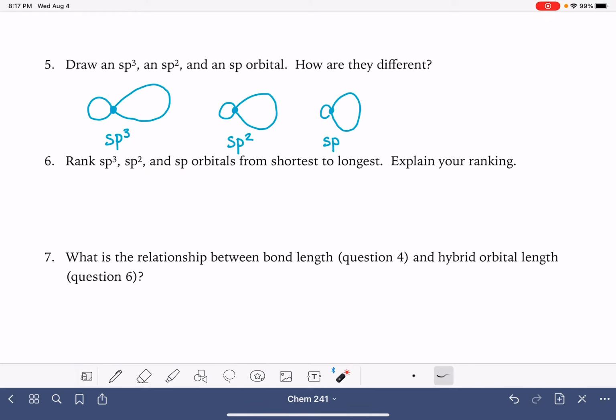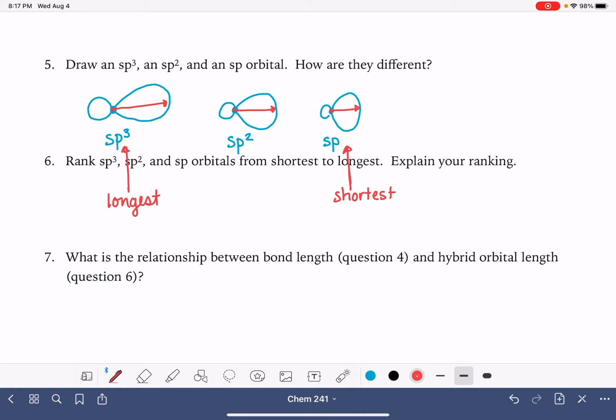When we're doing this ranking, the easiest way to do this is to start at the nucleus and then look at the distance to the outside of the longer lobe. So we're comparing these lengths right here. And in that logic, this one right here is going to be the shortest. And this one, the sp3, is going to be the longest.